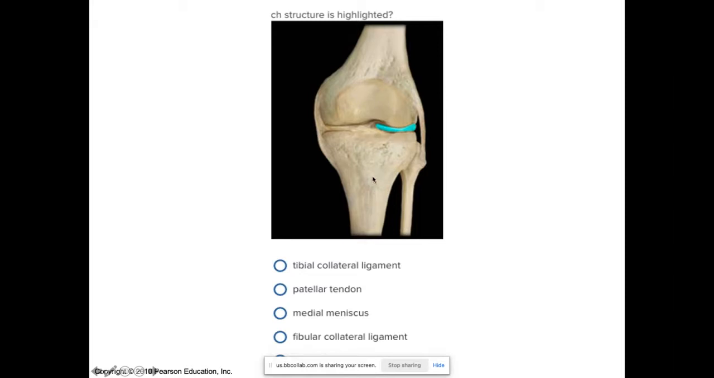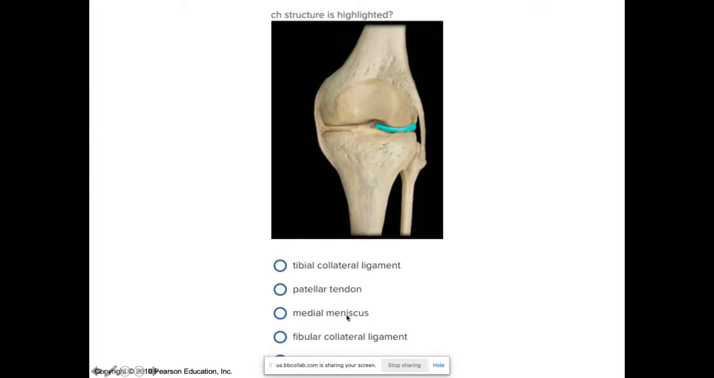Here's the front of the tibia, so the tibial tuberosity would be here. This is the head of the fibula. So this ligament is the fibular collateral ligament. This ligament is the tibial collateral ligament on this side. Patellar tendon you don't see. We don't even see the patella.